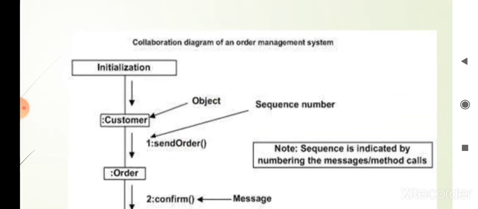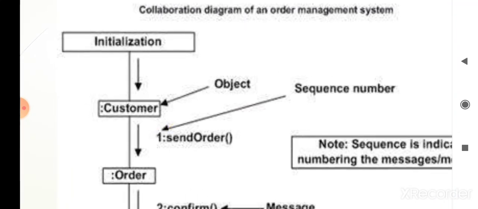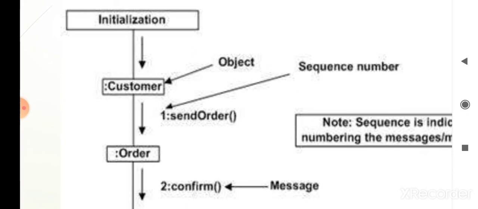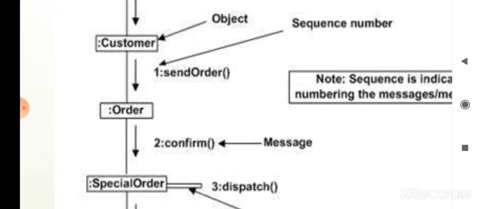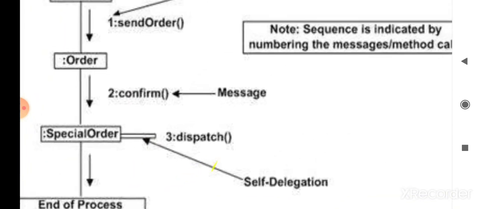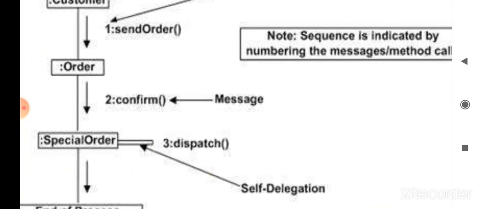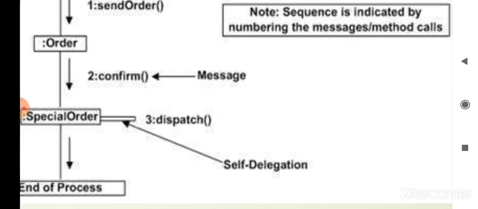Again we can take an example of an order management system. Here is the initialization, then second is the customer. Here this customer is the object. Then it passes a message to the order, then special order. Then we can dispatch some message like dispatch. The first message is send order, then the second message is confirm, then third is dispatch.